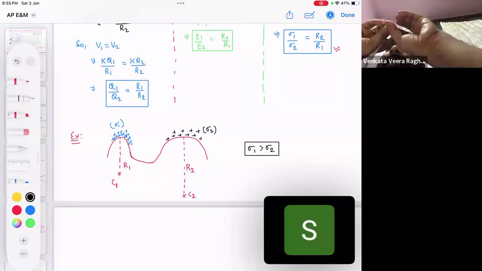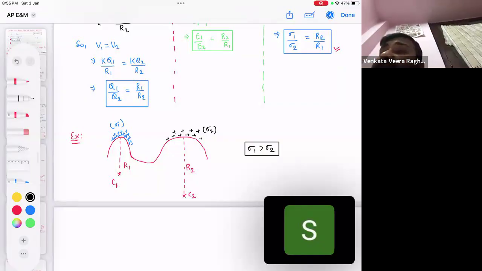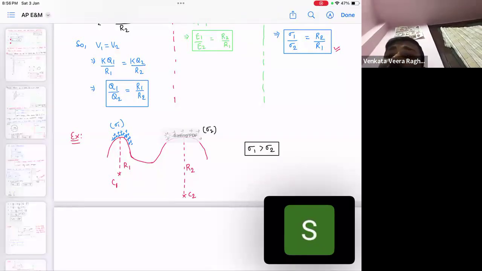So let's say a conductor has a different radius of curvature at different points. Then at the point where the radius of curvature is small, meaning the more pointed surface, more charge will be accumulated. Understood? Please tell me, is it clear up to this?